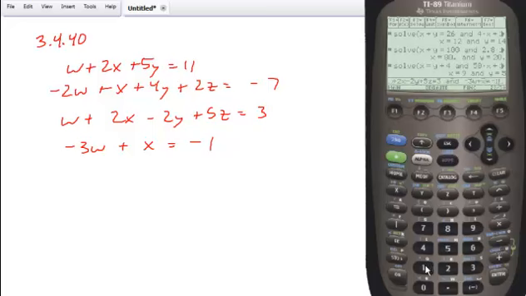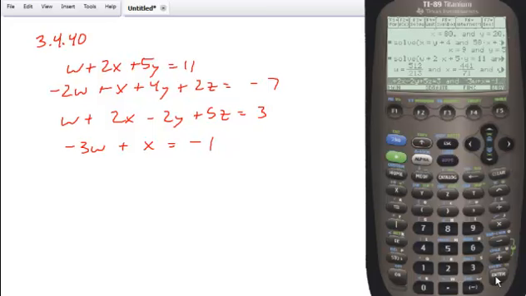So I've entered all my equations. I have the calculator set to give me solutions for w, x, y, and z. When I hit enter, I should get my answers. Okay, so I get 512 over 213 for w, 441 over 71 for x. If I scroll through, my y is negative 163 over 213, and finally my z is negative 569 over 213.